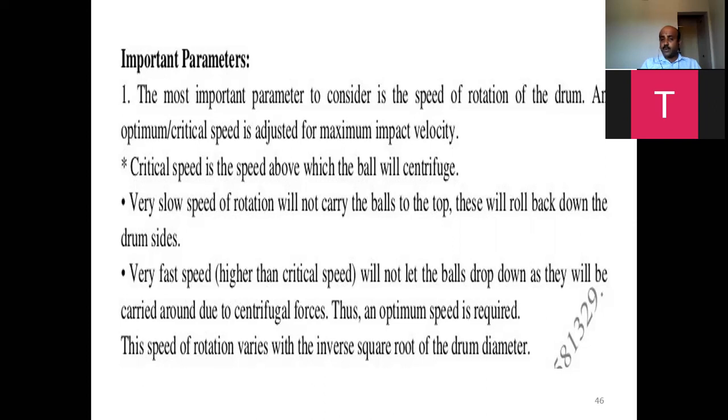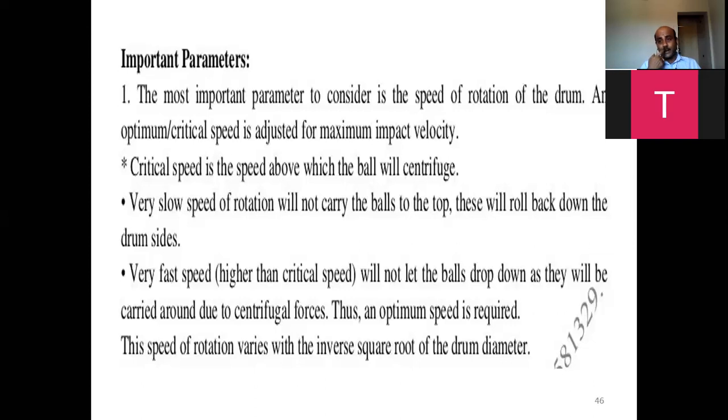Once you adjust it for the optimum speed, the hard balls will impact with their maximum velocity, maximum impact velocity. Therefore, the critical speed is the speed above which the ball will centrifuge. Very slow speeds of rotation will not carry the balls to the top. These will roll back to the drum sides.